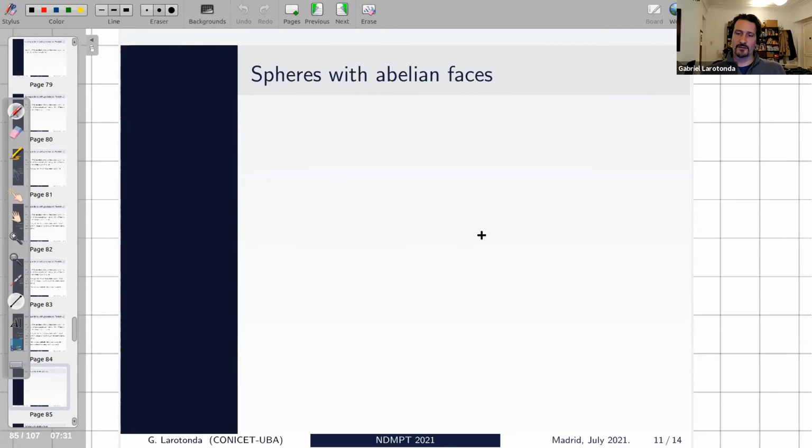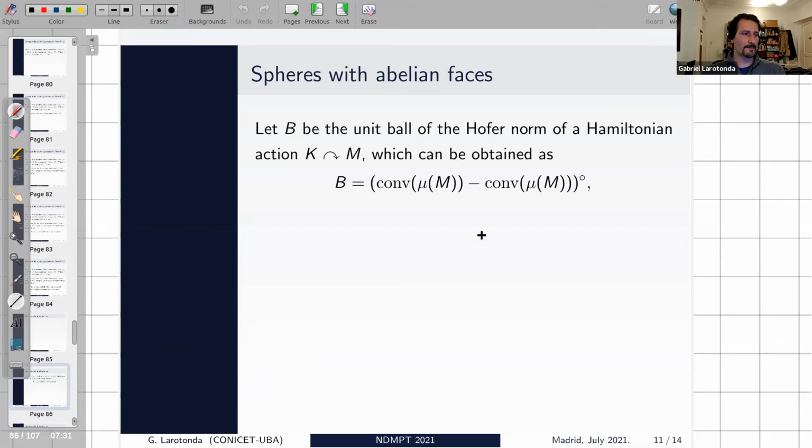So to finish the talk, let me discuss a bit more how this polytope, this Hofer polytope, has to do with the structure of the geodesics. We know that to be a geodesic, you have to have the logarithmic derivative inside the face of the sphere of the Hofer norm. So remember that you can recover the unit ball of the Hofer norm by taking first the convex hull of the image of the momentum map, then you symmetrize it to make it symmetric around 0, and then you take the polar dual.